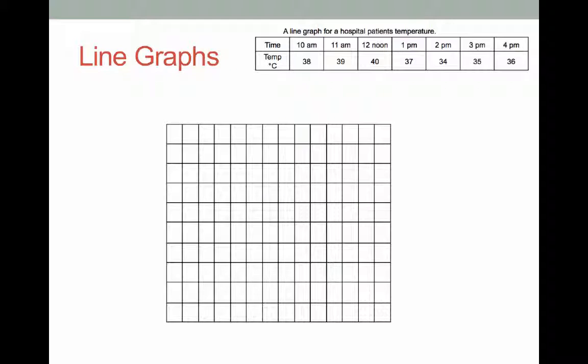To begin with, it's good to have grid paper. If you don't have grid paper, you'll need to have a ruler and measure these out. Usually 1 centimeter across is good for this. You won't need the grid in the middle, but you will need a set of axes, a vertical axis and a horizontal axis. Now on the horizontal axis, we're going to put time.